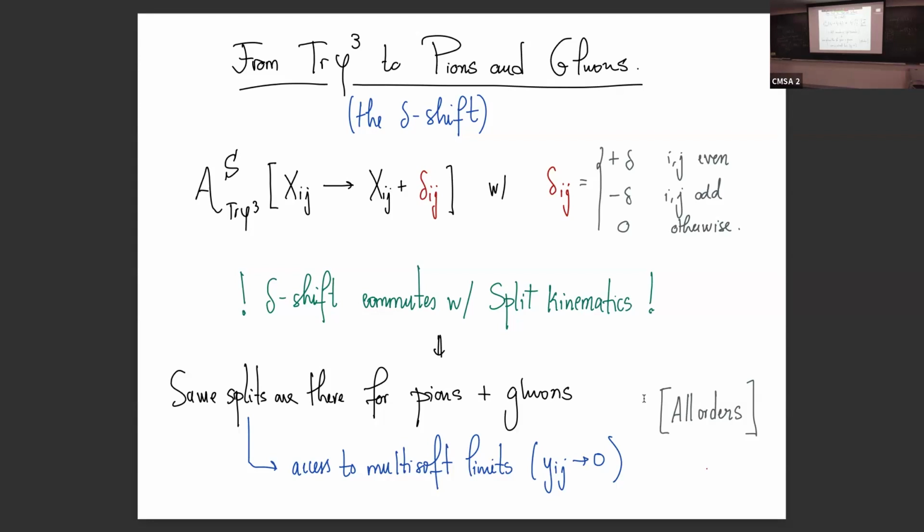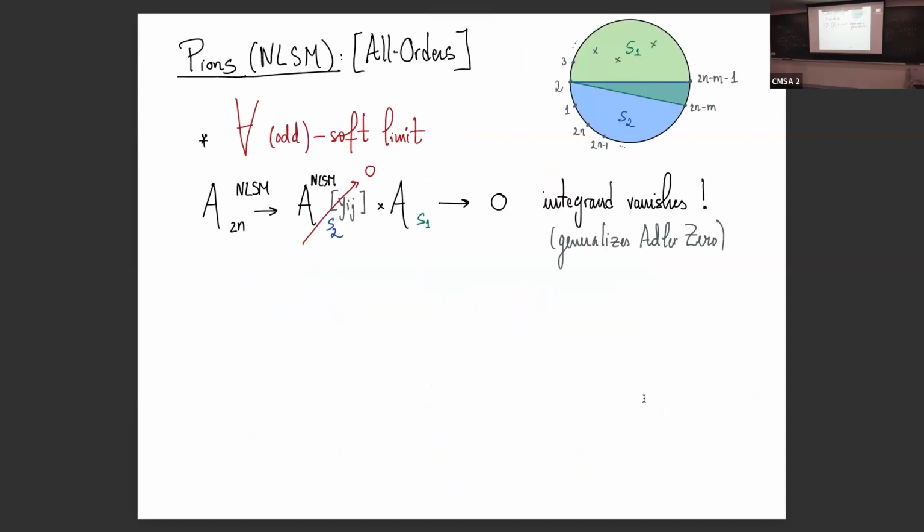Okay, so I'm just going to summarize what we get for pions. For gluons, we're still exploring it together with Jeff, who's here. But for pions, things are actually extremely simple. So at all orders, using the splits, we can show that for any odd soft limit, so if we send an odd number of particles to 0, the integrand vanishes regardless of how many loops we're in. So this generalizes the Adler zero. For pion amplitudes, it's famously known that if we send a single pion soft, the amplitude should vanish. Turns out that this result is general for an odd number of adjacent pions going soft.